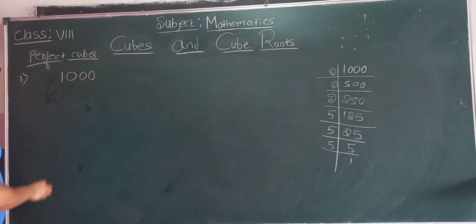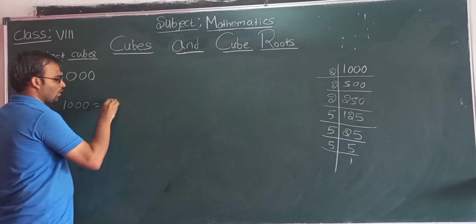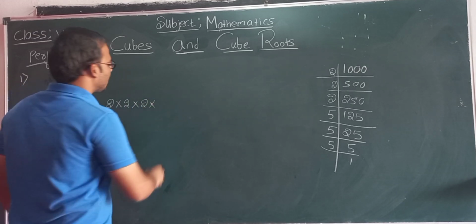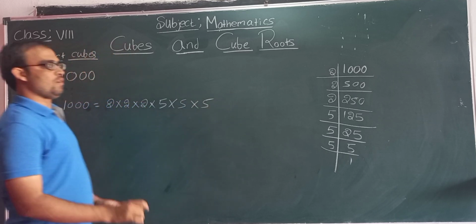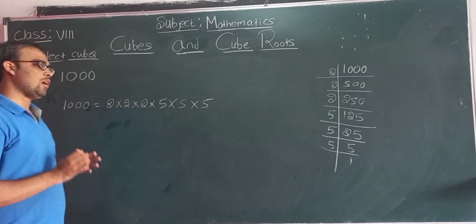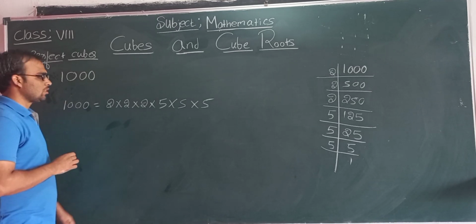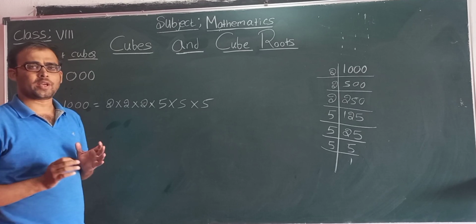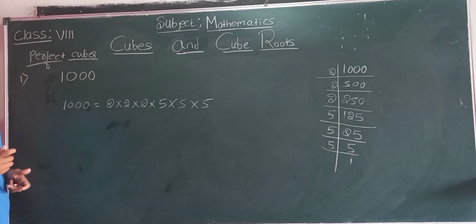Now, students, we will write the prime factors of 1000 first. So 2 into 2 into 2, next 5 into 5 into 5. So now we have written the prime factors of 1000. Now how to find out whether a given number is a perfect cube or not? Look here, students. We need to make groups of 3 of the same number.